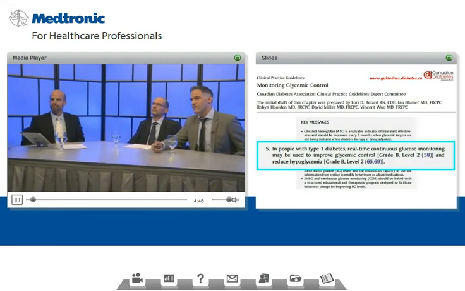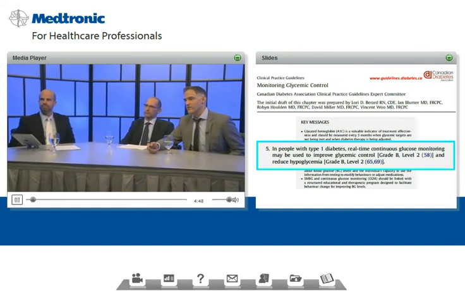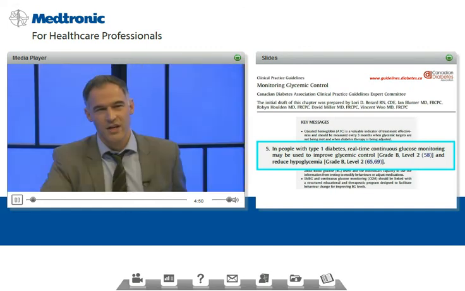So the first thing that I wanted to focus on is the Canadian Diabetes Association clinical practice guidelines, which are known internationally as a rigorous evidence-based process.